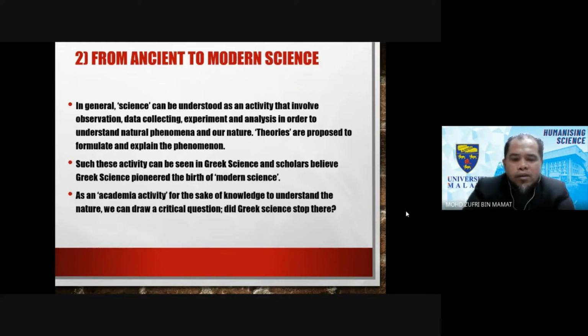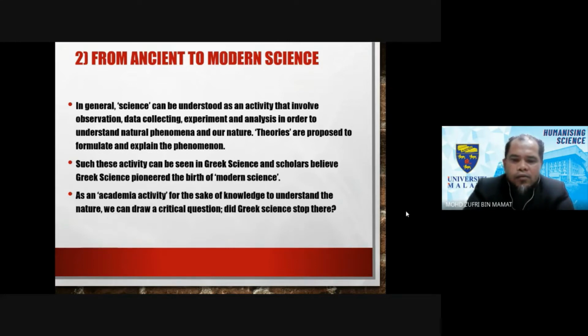Until today, it's normal for us to pronounce these two words together, science and technology. This proves to us that science has a significant, fundamental role in the development of technology itself. It is interesting for us to see what type of science existed much earlier before the birth of modern science. In general, science can be understood as organized knowledge of natural phenomena.